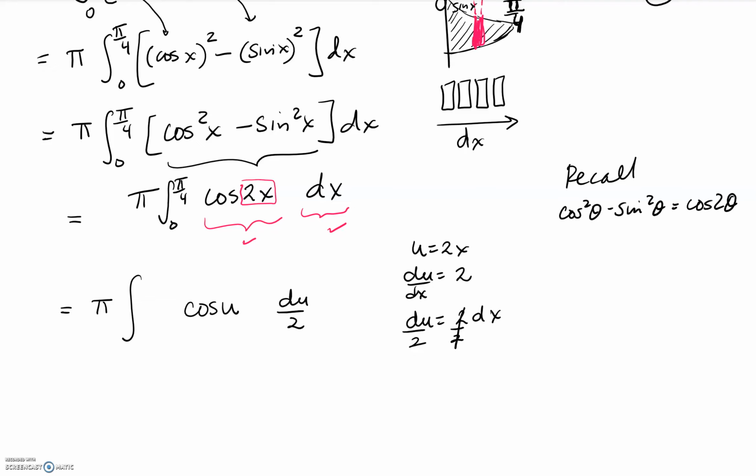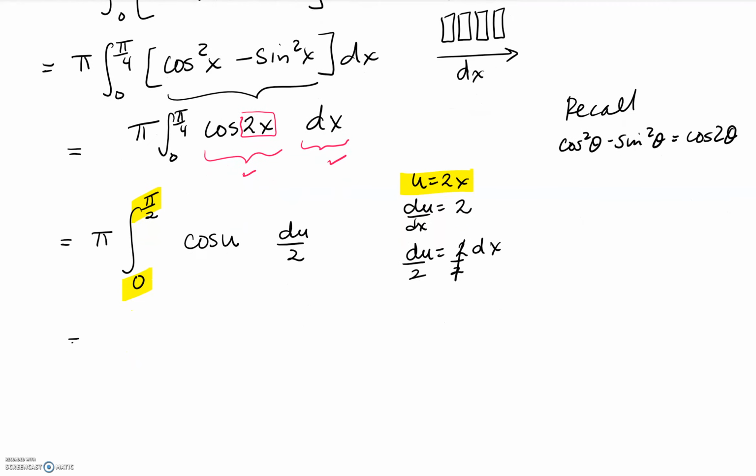And while we're at it, we could go ahead and change the limits of integration too. When x is 0, 2 times 0 is 0. I'm going back to my substitution to get those limits of integration. When x is pi over 4, my upper limit will be 2 times pi over 4, which is pi over 2. So I changed my limits of integration. Now I have pi over 2 outside, 0 to pi over 2, cos u du.